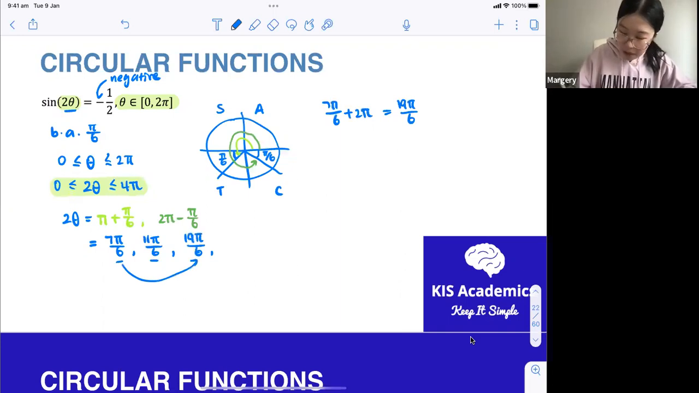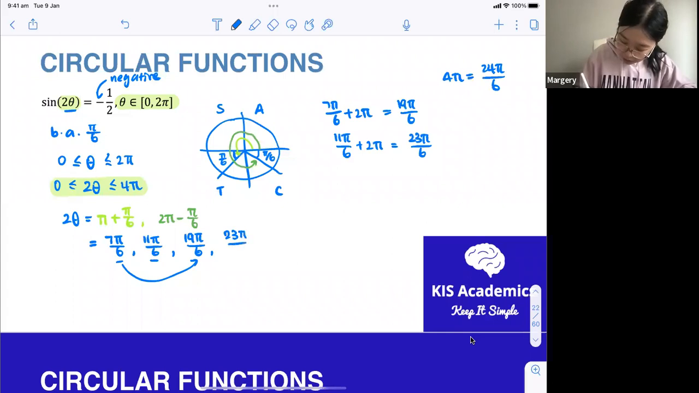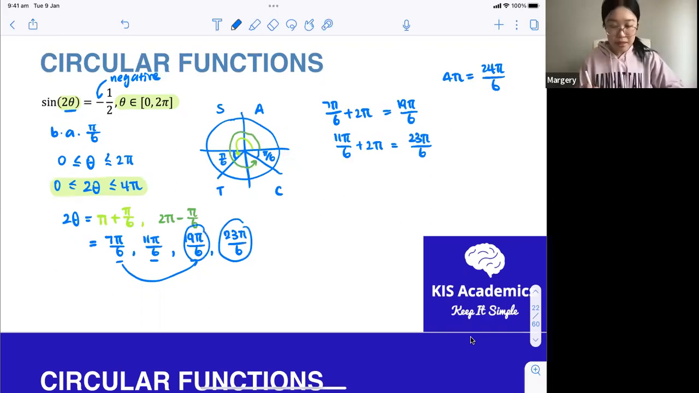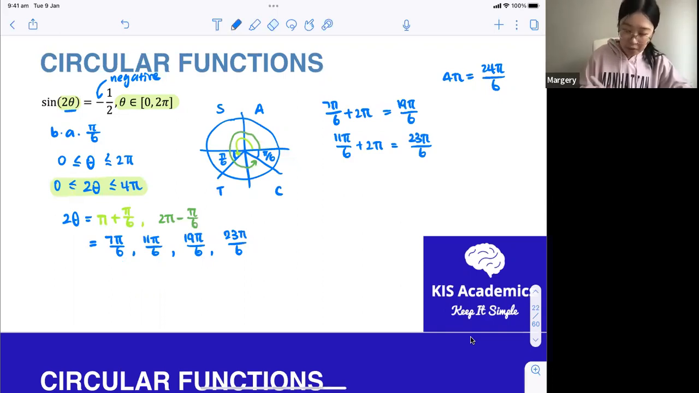So this is another solution I've got. Then I look at my 11 pi over 6, and I also add 2 pi onto that to see whether it still lies in the domain. So I get 23 pi over 6, which again is still smaller than 4 pi, because 4 pi is 24 pi over 6. So I would also have that as a solution. You can see now I can't add on any more 2 pi's onto these solutions, because that would be a lot larger than 4 pi and outside our domain. So these are all the solutions that I've got.